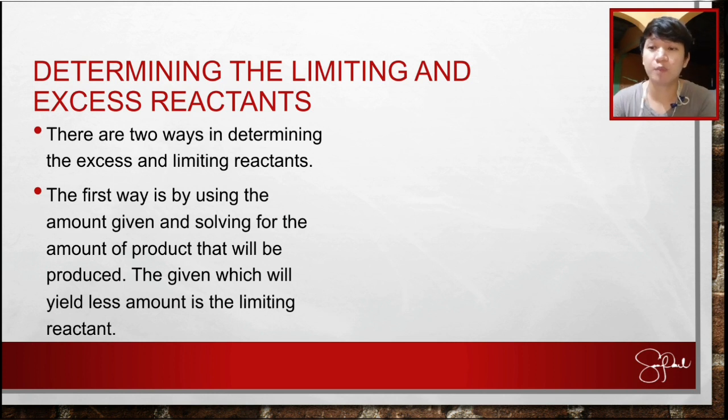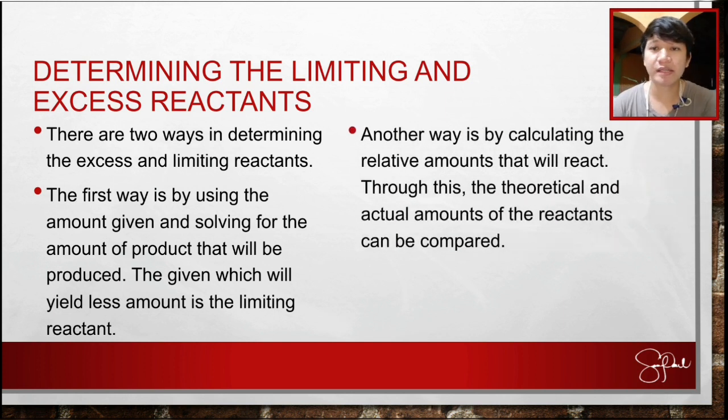So we will be using both reactants. Then whichever of the answers is lesser, that is the limiting reactant, and whichever of the answers is higher, then that is the excess reactant. The second way is by calculating the relative amounts that will react.